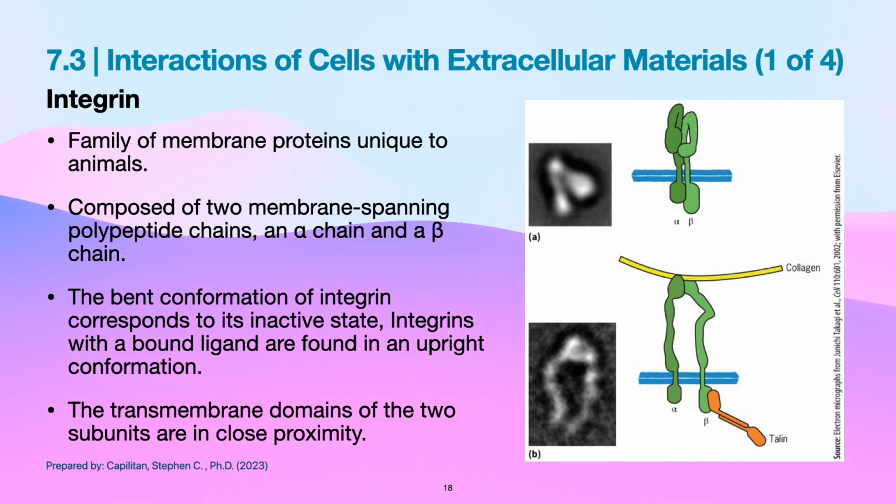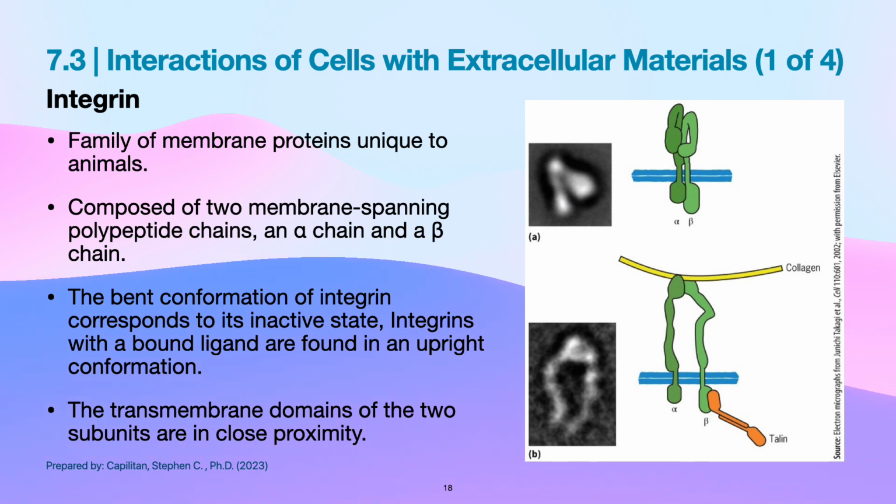Now we move forward with the interactions of the cells with their extracellular materials, first of which is the integrin. Integrin is a family of membrane proteins unique to animals. They are composed of two membrane-spanning polypeptide chains, an alpha chain and a beta chain. The bent conformation of integrin corresponds to its inactive state. Once it is bent, it's inactive. Integrins with a bound ligand are found in an upright conformation. Showing you here the transmembrane domains of the two subunits, which are in close proximity.